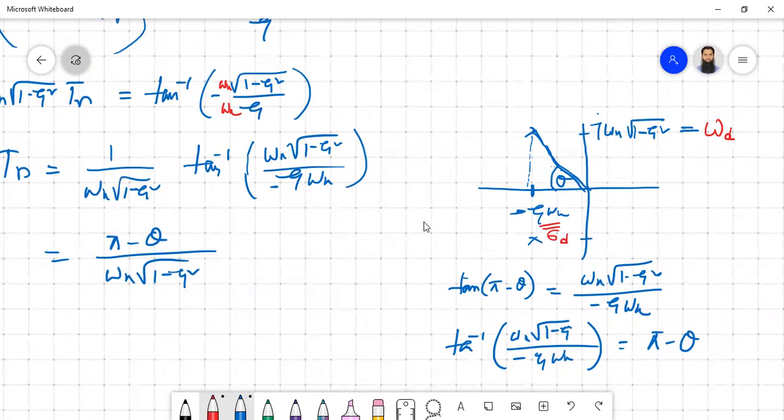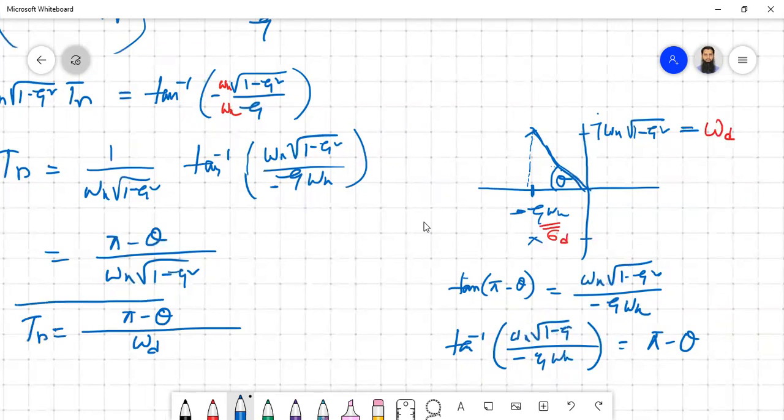So exponential decay, and the frequency that we have obtained is omega d, the damped frequency of oscillation. If you want to represent the thing in terms of damped frequency of oscillation, you can also do that. So pi minus theta by omega d is actually the rise time. This is how it has been done in this and other books that we are taking as reference.